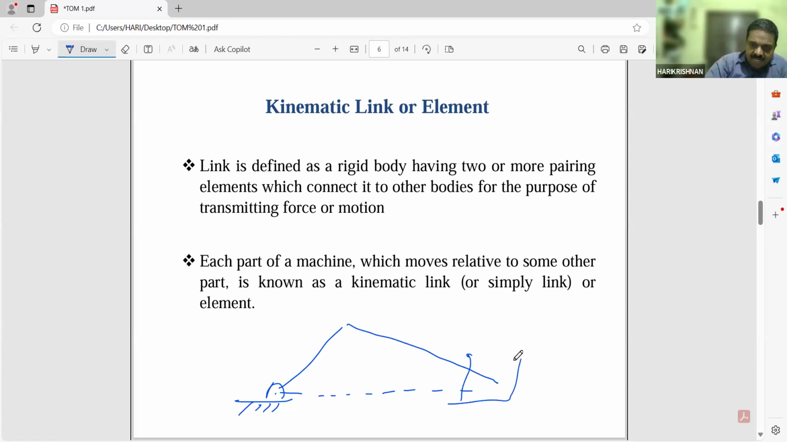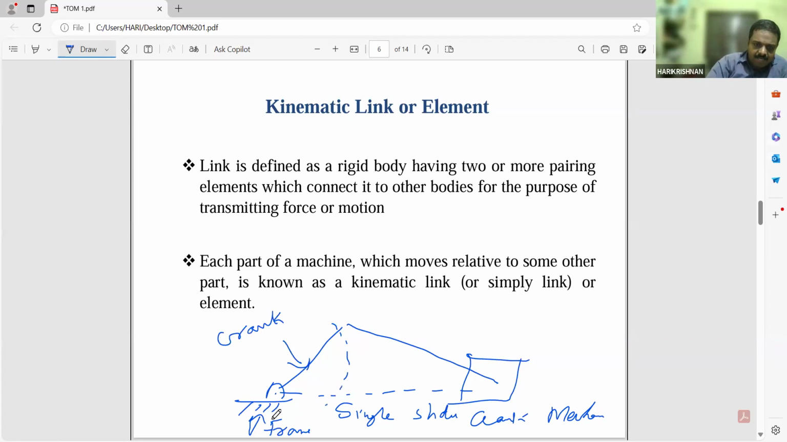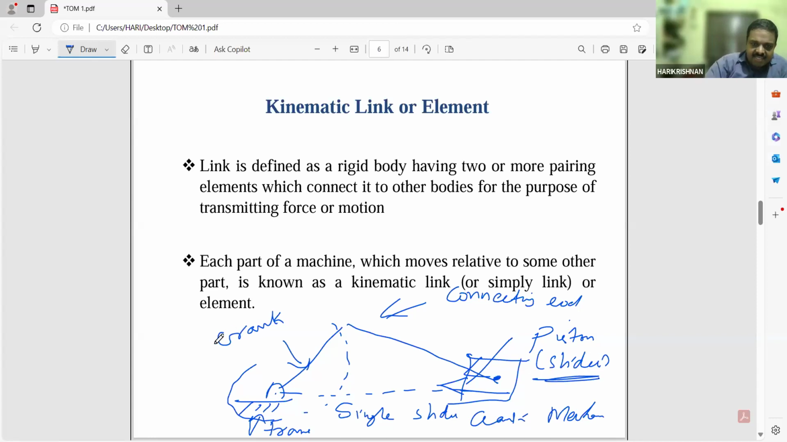So what is this? In the last class we have studied this. This is a single slider crank mechanism. This is known as frame. Okay, this is crank. What is the specialty of the crank? It will be rotating. Okay, this is the connecting rod, and this is the piston or slider. So one slider is there, that is why it is called a single slider crank mechanism. Is it clear why? We have studied in the last class detail about this single slider crank mechanism.